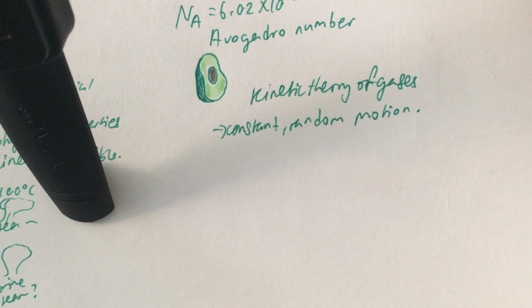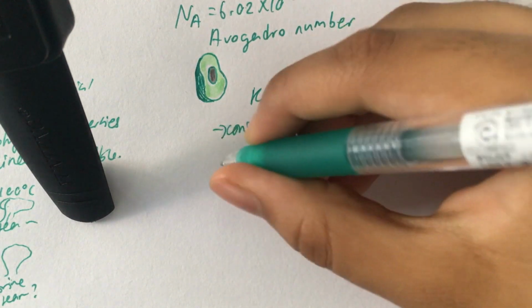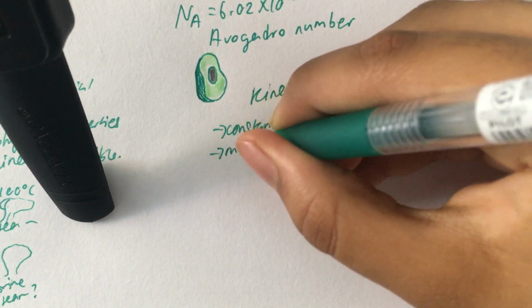Okay, so your molecules are moving randomly and constantly. Good. That's the first assumption. The second assumption is that the molecules have minimal intermolecular attraction. So what does that mean?